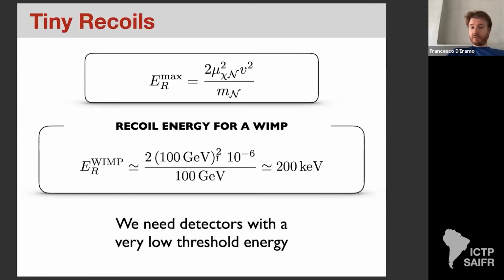But if you want to go below the GeV, one option, which some experiments are trying, is to lower the threshold of your detector, and so you can go to lower masses. Otherwise, you can use the electron recoil, where the kinematics is different. There are lots of experiments searching for sub-GeV direct detection. It's actually a huge effort in the last 10 years.